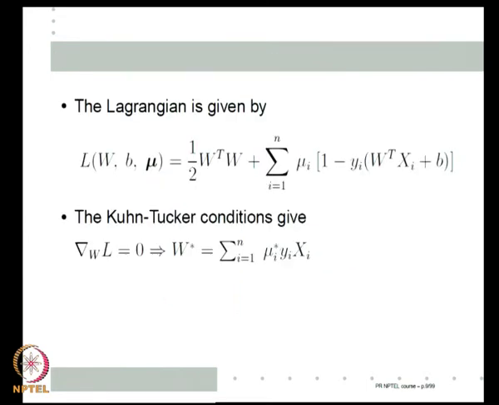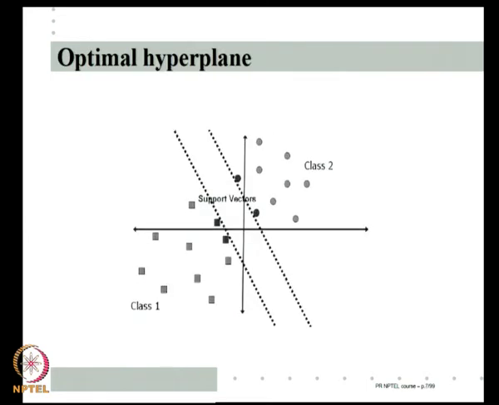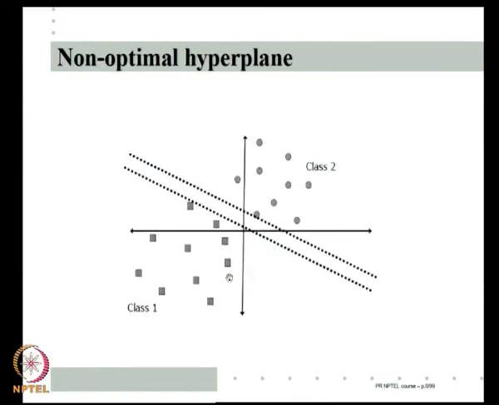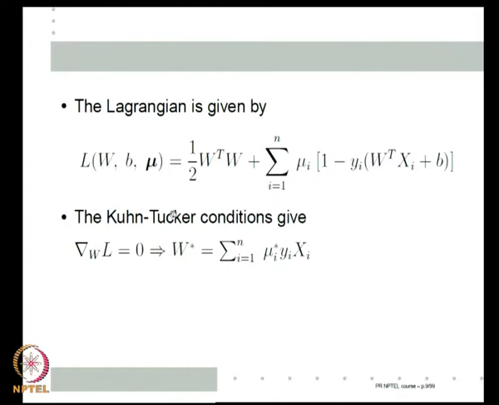So, what is my Lagrangian for this problem? The Lagrangian is my cost function plus the sum of all the constraints times the Lagrange multipliers. So, my Lagrangian will be half W transpose W plus the sum over i of mu i into 1 minus y i times W transpose x i plus b. The mu i are the Lagrange multipliers. So, it is a function of W and b, the optimization variables, and all the mu i, which are the Lagrange multipliers.